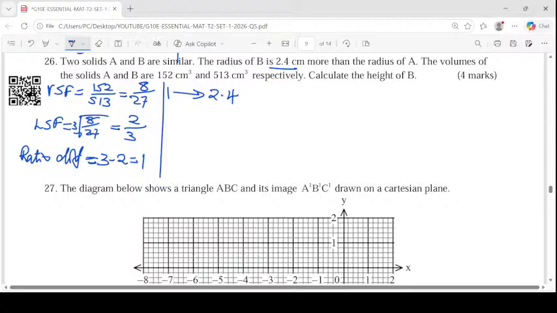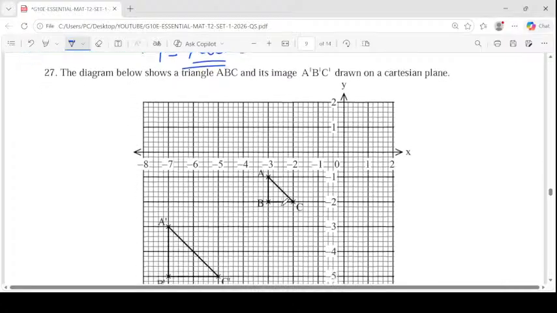Calculate the height of B. What about B, whose ratio is 3? You multiply. This becomes 3 times 2.4 over 1. This gives you 7.2 centimeters as the correct answer for question number 26.